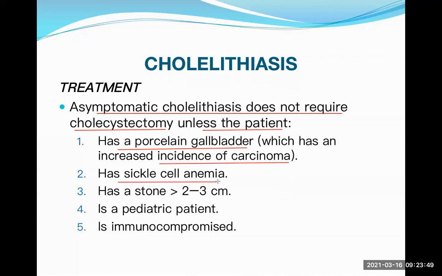If they have sickle cell anemia, we can go for cholecystectomy. Now, just now I told you, sickle cell anemia or other hemolytic anemia have a high chance of recurrent gallstone formation. That's why cholecystectomy can be done in this situation.